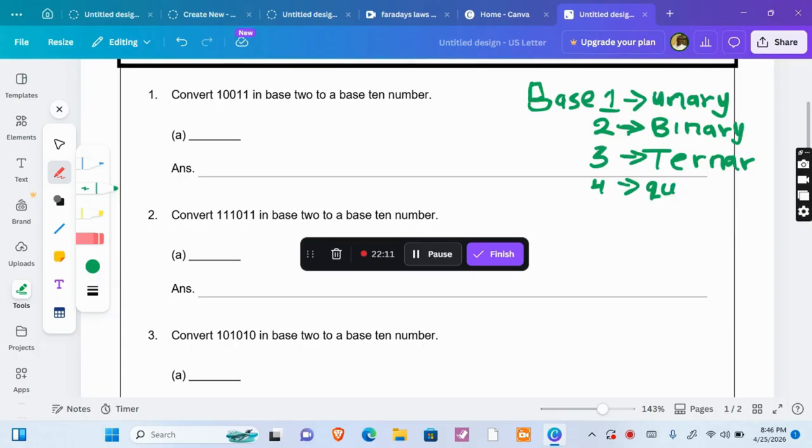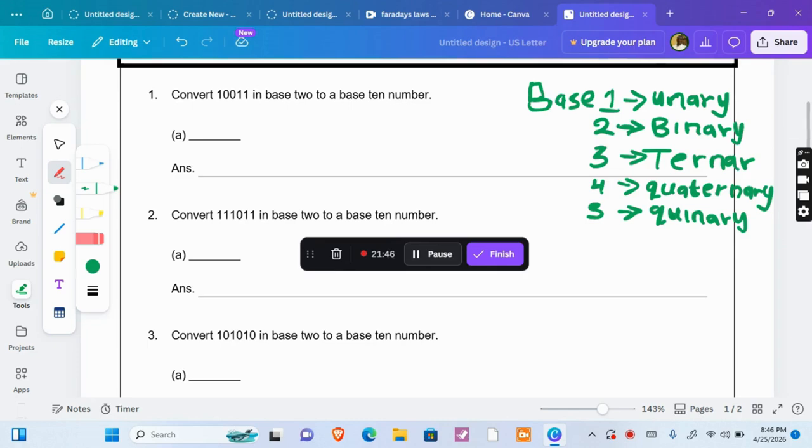Quaternary numbers. These are the ones in base 4. Numbers in base 5 are called quinary numbers.